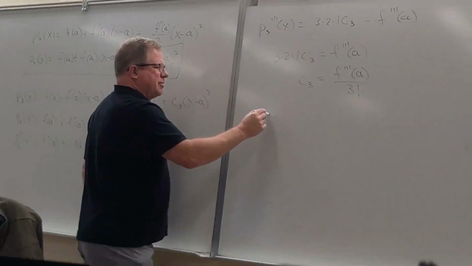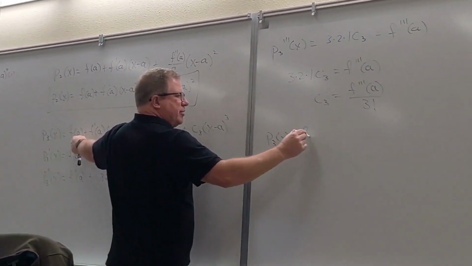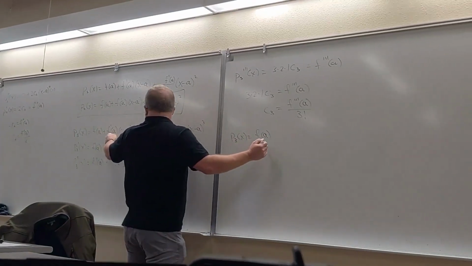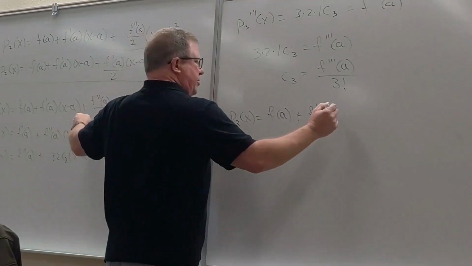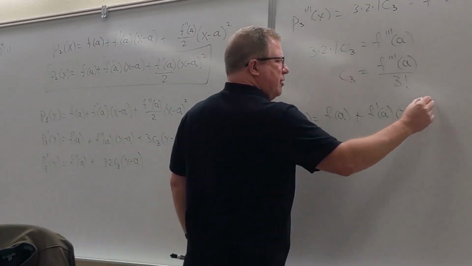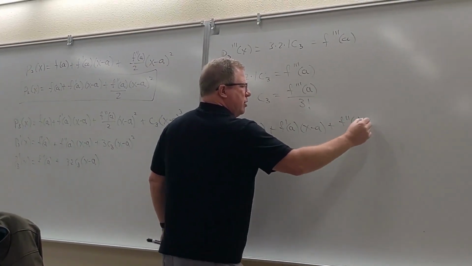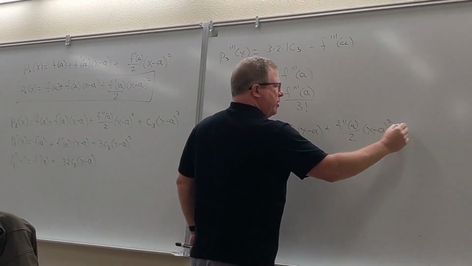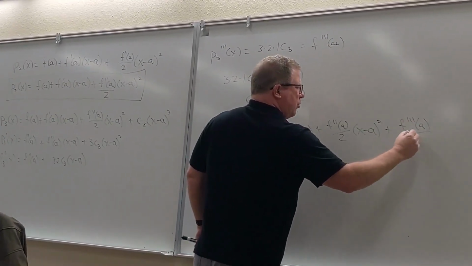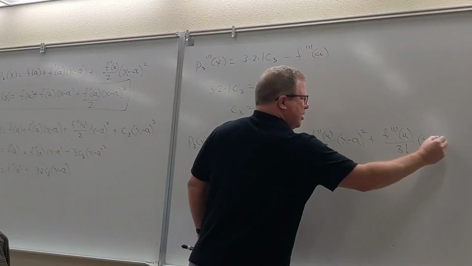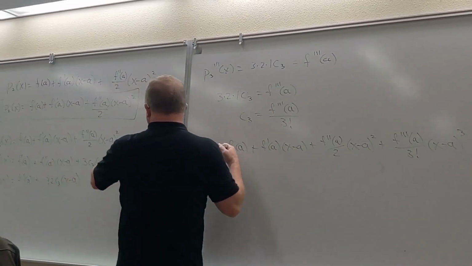So P3 of x will be, starts right here, f of a plus f prime of a times x minus a plus f double prime of a over 2 times x minus a squared plus f triple prime of a over 3 factorial x minus a cubed. Put that in for the C3 here.